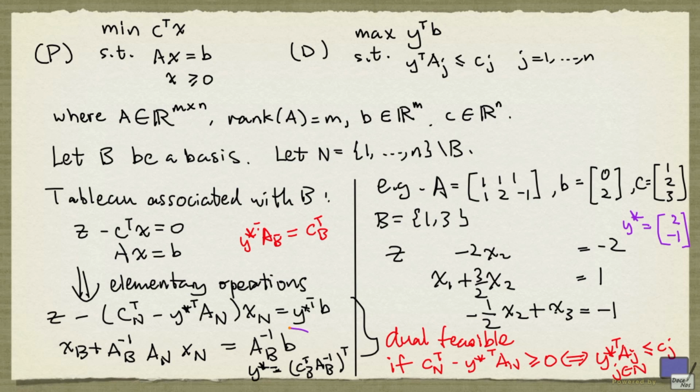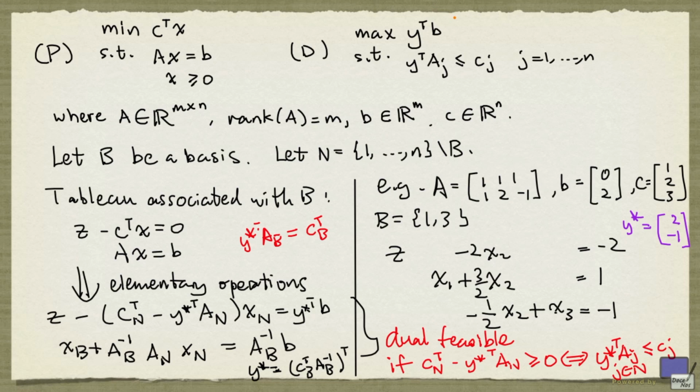Now, if this also happens to be non-negative, then this tableau tells us that the basic solution determined by B is a feasible solution to P. And since y star is also dual feasible, that tells us that the basic feasible solution determined by B is an optimal solution. And if we look at the example, we have a negative value for the basic variable x3. So the basic solution determined by B is not feasible. And so this is the interesting case when not every value here is non-negative.